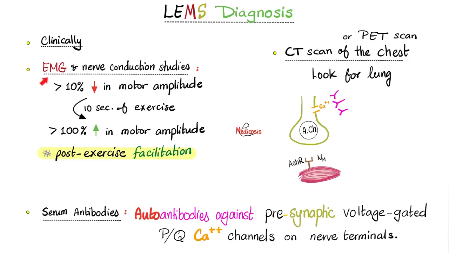If you want to learn more about EMG, I have a special video on this topic in my Physiology playlist. Myasthenia patients have thymoma, but Lambert-Eaton Myasthenic Syndrome patients have small cell lung cancer, so you do a CT scan of the chest. Look for serum antibodies against presynaptic voltage-gated P/Q calcium channels.